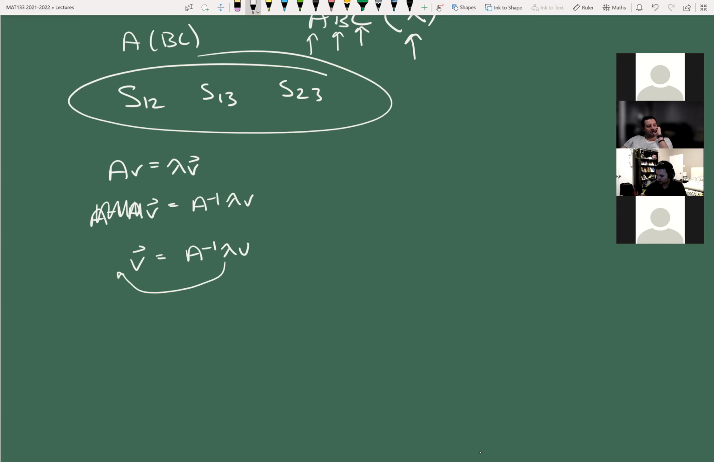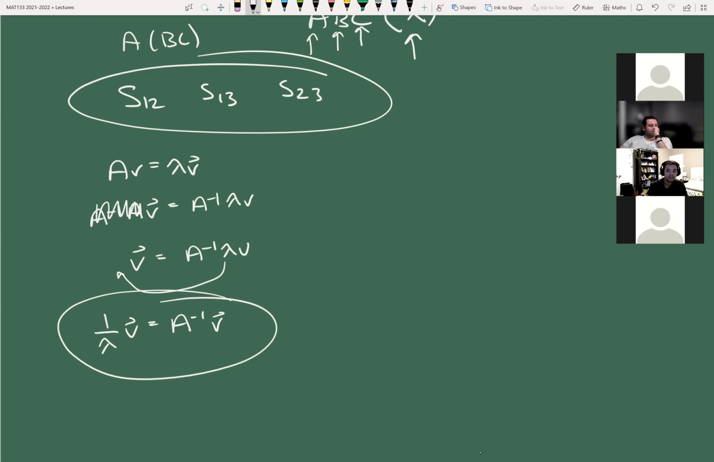Now put lambda on the other side. So you would get 1 over lambda v is equal to A inverse v. And that is precisely the statement of the question. So 1 over lambda is an eigenvalue for A inverse with eigenvector v. And you might say, how do I know lambda is not 0? If you're asking that question, that's phenomenal, and try and figure it out for yourself. But yeah, if you're invertible, none of your eigenvalues are 0.